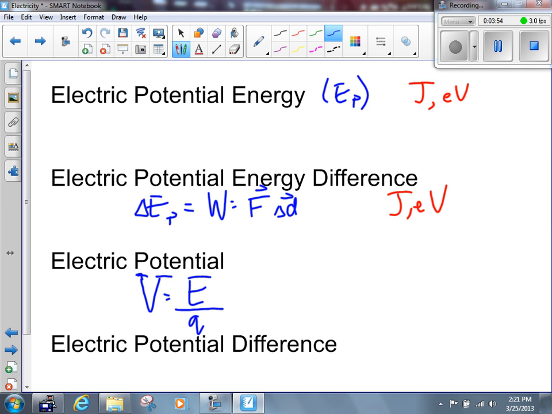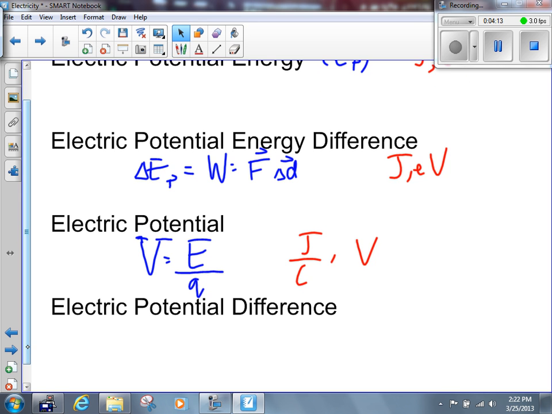What would the units for electric potential be from that equation? What do you get from that equation? Joules per coulomb, good. And another set of units that we can use that describes the same thing as a joule per coulomb does is the volt, good.